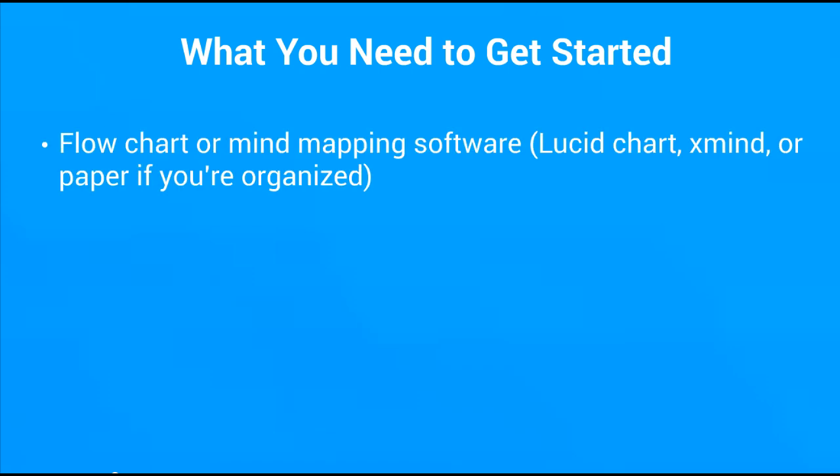Now let's talk about what you need to get started. Obviously, you're not going to need to have a lot of tools for this particular practice and process, but you're going to need a way to map things out, whether it be a flowchart system or a mind mapping software. We recommend Lucidchart, which is what we're going to be using. However, if you want to use a mind mapping software like Xmind or even a paper, if you are organized, that's fine. But we highly recommend Lucidchart just because it's really, really easy to map things out. And you'll see what I mean when I actually jump right in.